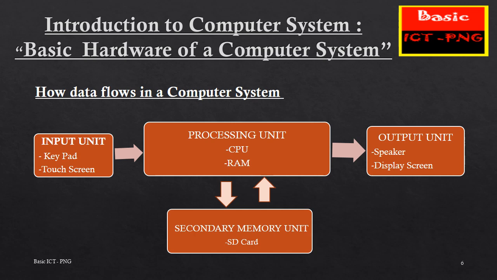So this is just a summary of how data flows. Data flows from the input to the processing and goes to the secondary. From the secondary memory, it can get back to the processing, and from processing, it can go out to the output or the secondary memory unit or the data storage unit. So this is just a summary of how data flows in a computer system.